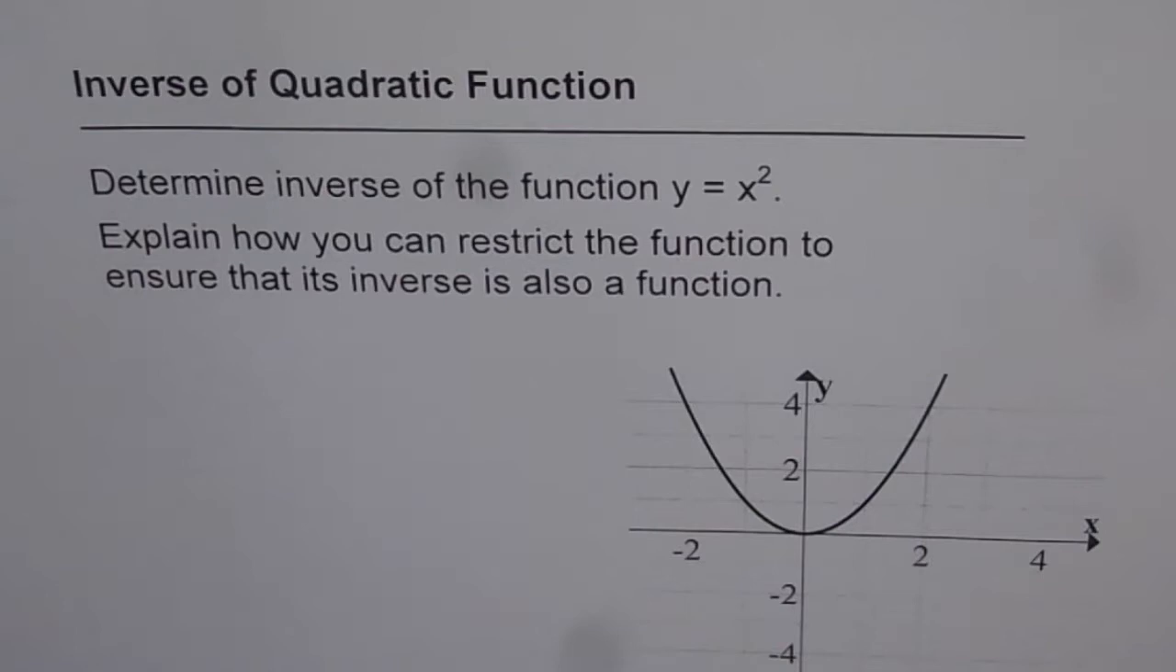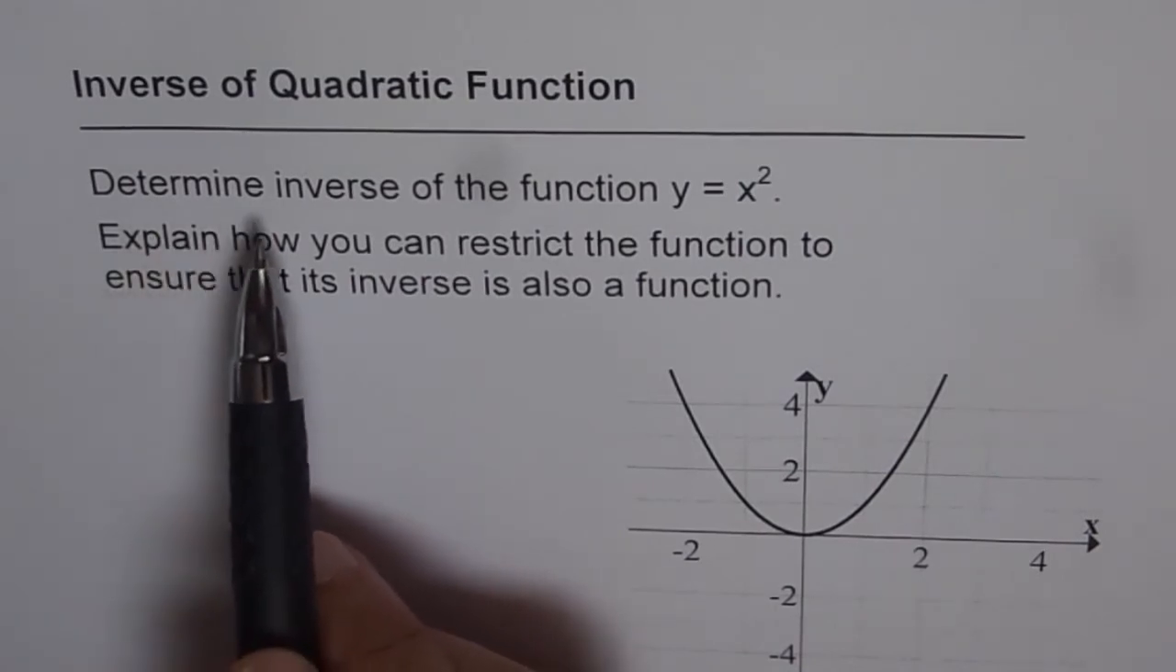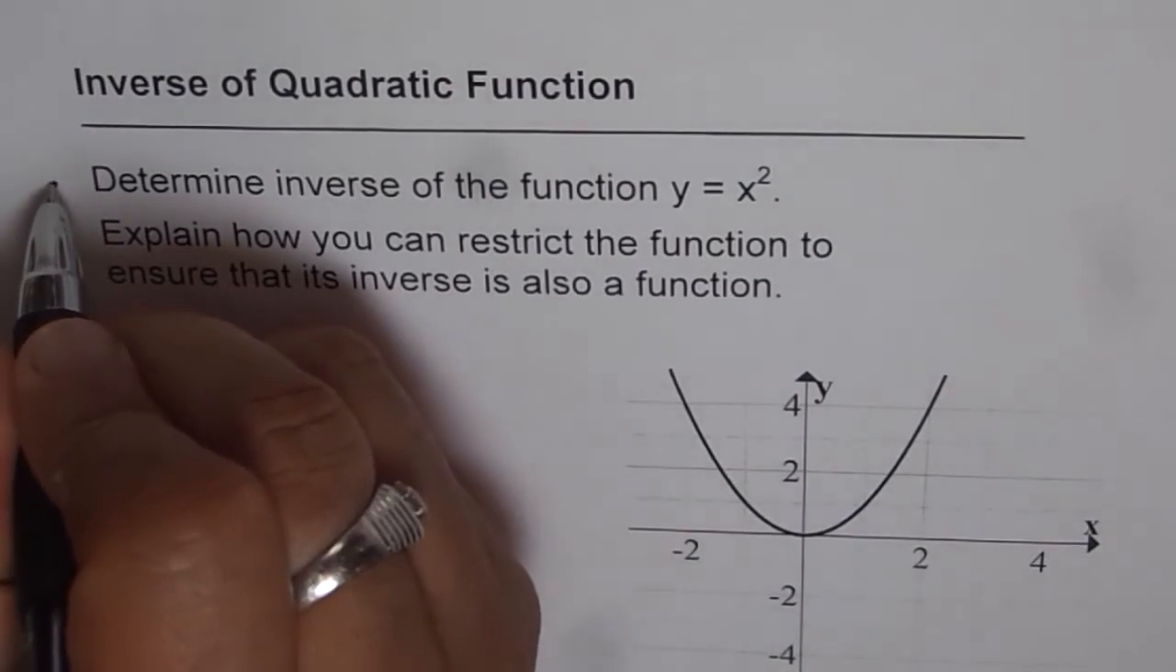So this is the first one, based on the parent function y equals x squared. Now the first part is to determine the inverse of the function y equals x squared. So let's try to do that first.